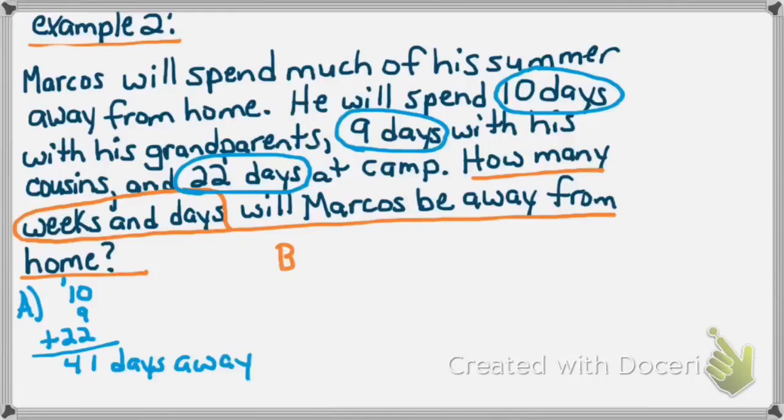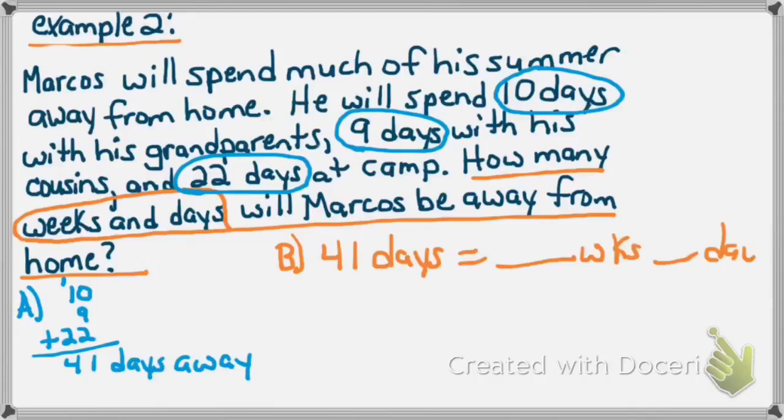Now for part B. I need to know how many weeks and days. So this sounds to me like a conversion problem. I'm going to convert 41 days, see how many weeks and days that is altogether. So I'm going to say 41 days equals blank weeks and blank days. Now I'll rewrite this problem on the next page and go ahead and do the conversion.